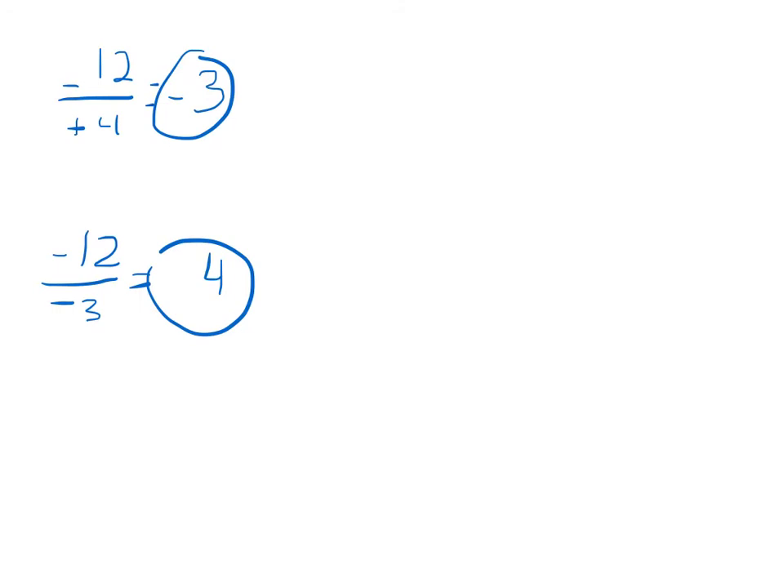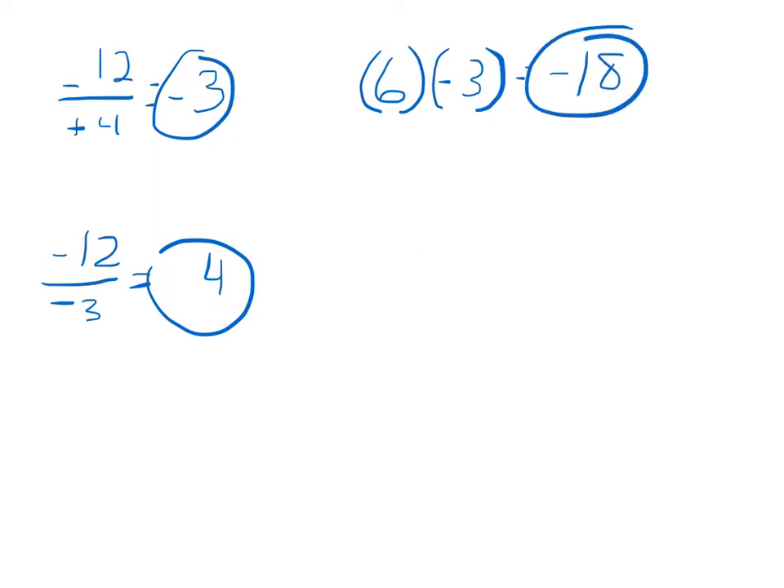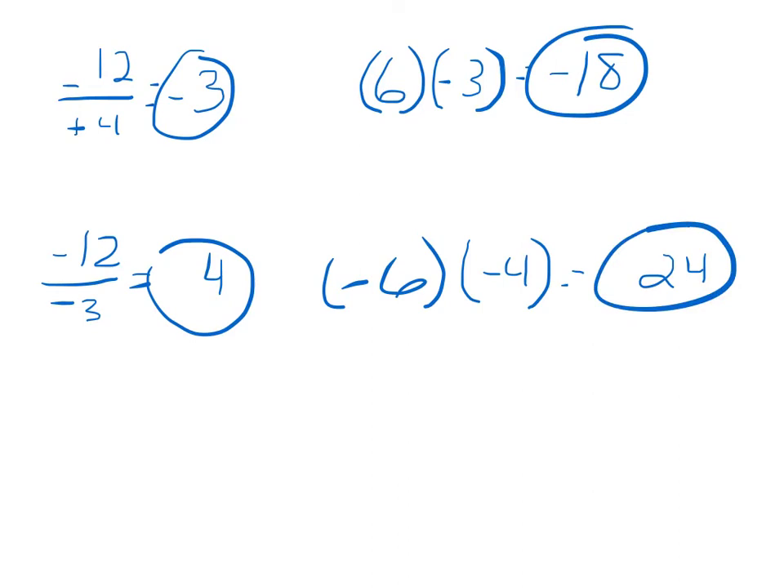Next, we've got 6 times a -3. 6 times 3 is 18, and I've got one negative number, so my answer will be negative. And in D, I've got -6 times a -4. 6 times 4 is 24, and two negatives will make a positive, so I will have a +24 for my answer.